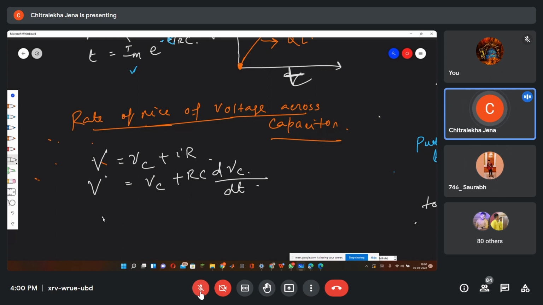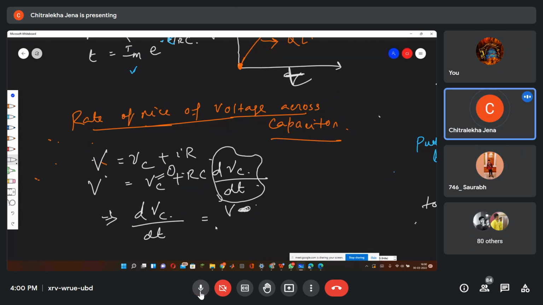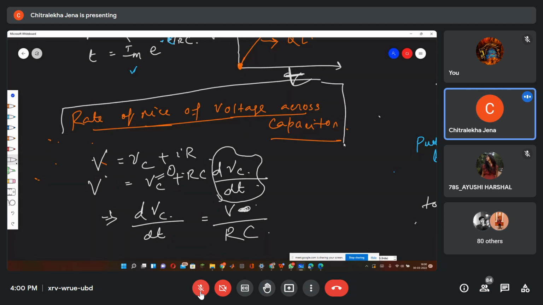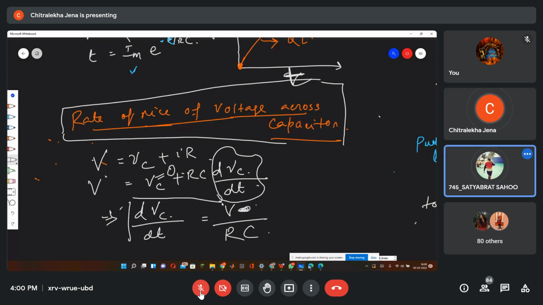Yes, ma'am. So this implies, I want the rate of rise of voltage across the capacitor. So dVc divided by dt will be equal to V minus Vc, divided by RC. Initially, what is the voltage across the capacitor? This is equal to 0. So it will be V divided by RC. The rate of rise of voltage across the capacitor is V divided by RC. All of you got it? Yes, ma'am.